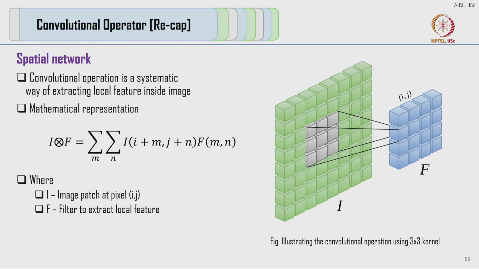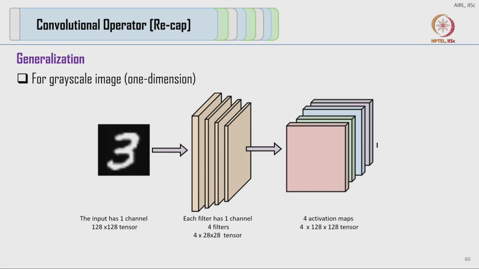Now this is a quick recap of the different operations. We know about the convolution operation, where we have a given image. The convolution operation is a systematic way of extracting local information inside the image. For any given image I with a corresponding filter, we can perform the convolution operation, which is defined by this equation. We have also seen the use of the convolution operation for a grayscale image. For example, we have an image from the MNIST dataset and we pass it through a list of learnable filters, which generates the activation maps.